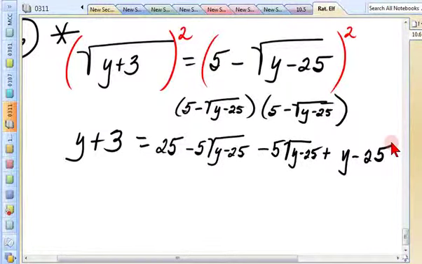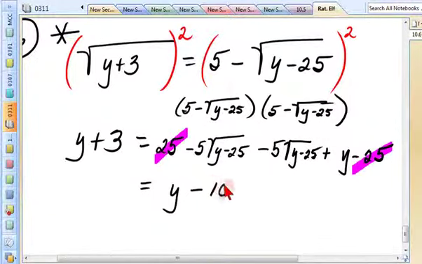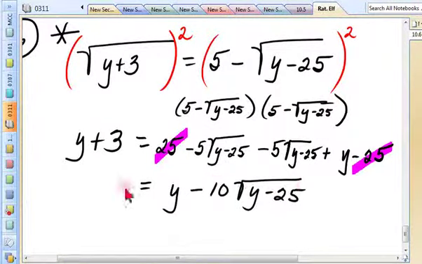Is everybody okay with that? All right, it's long. And I think I can probably simplify on that right-hand side. What do you see that we can do? Oh, that's nice. 25s cancel out. And so I'm going to end up with, I've got a y and minus 10 square root of y minus 25. And that's equal to y plus 3.